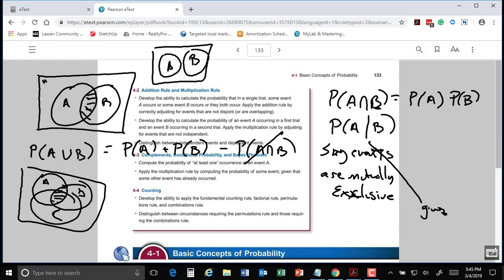Does anybody know what I'm talking about? Yeah? No? So what is this equal to? If it's conditional, then you're going to have to find the probability of A and B, and you're going to have to divide by the probability of B. This is in the case of dependent.